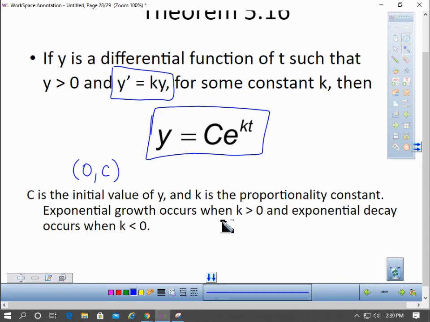Now, exponential growth occurs if this k constant is positive. You have growth. If that k constant is negative, then you have decay. All right, so that's what's happening. So if this exponent k is a positive number, then that is growth. If that k is a negative number, then you have decay going on.